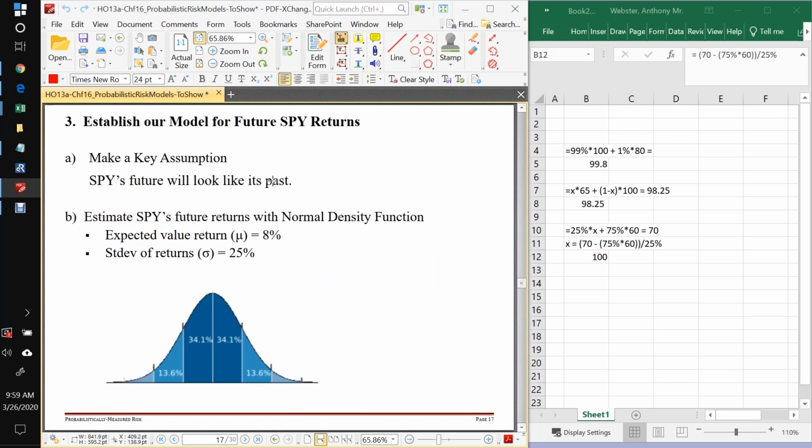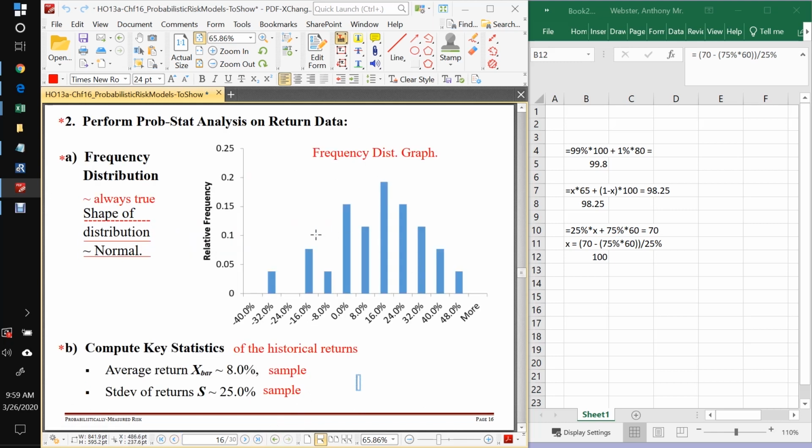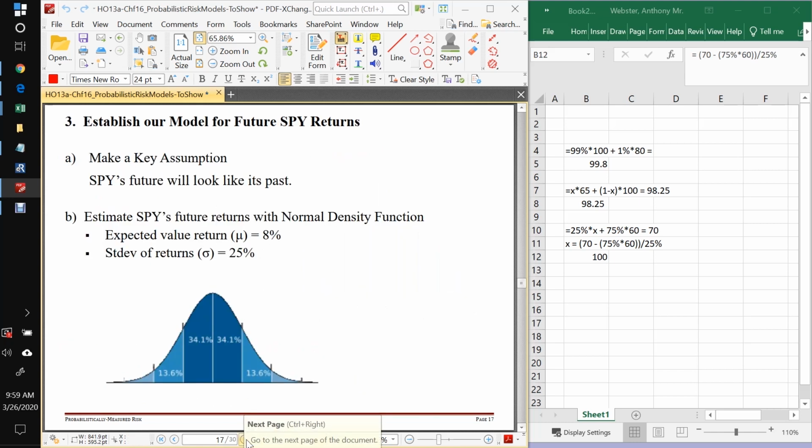Okay, so that's step two. We have a pretty good feel now statistically and probabilistically for what happened in the past. We can say the annual returns historically of the S&P 500 tend to look normally distributed, and they had an average annual return of 8%, a standard deviation of returns of about 25%. So our third step is to say, how can we carry this into the future? We're concerned with making an investment like this today and what's going to happen when we come out on the other side a year from now.